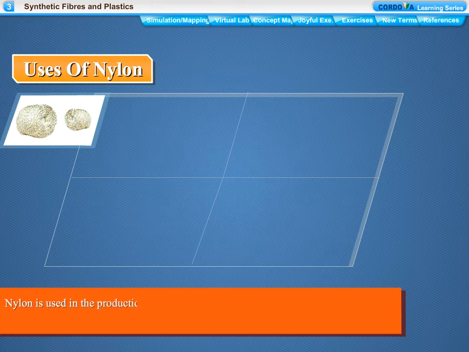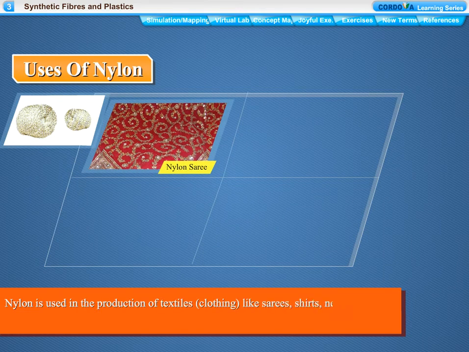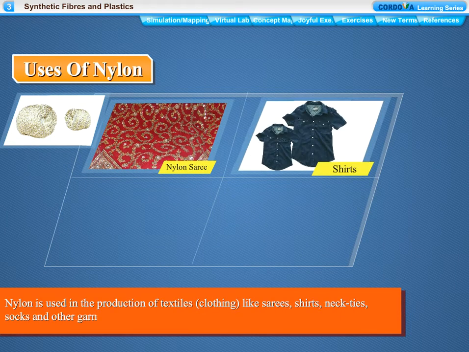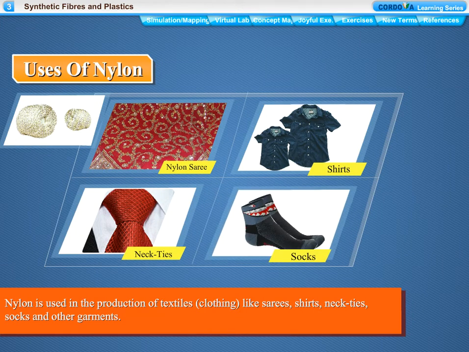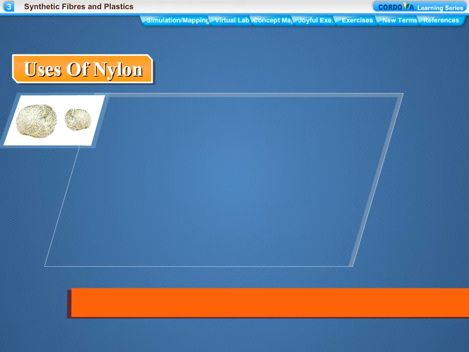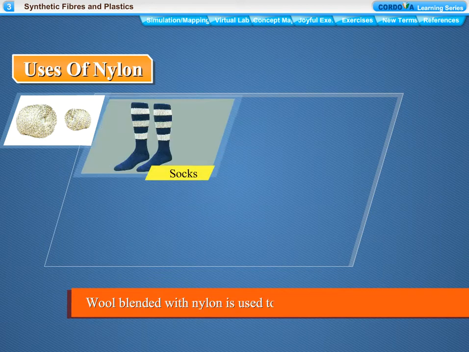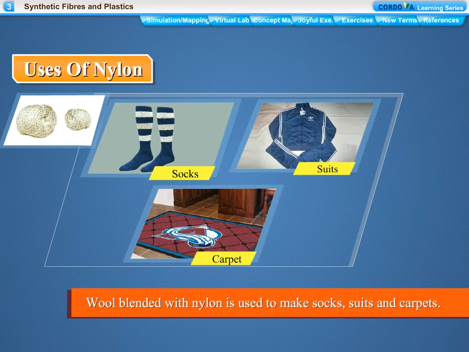Nylon is used in the production of textiles, clothing, like saris, shirts, neckties, socks, and other garments. Wool blended with nylon is used to make socks, suits, and carpets.